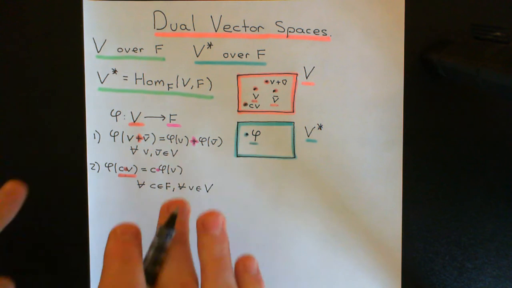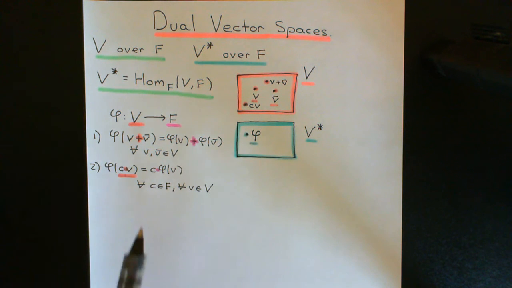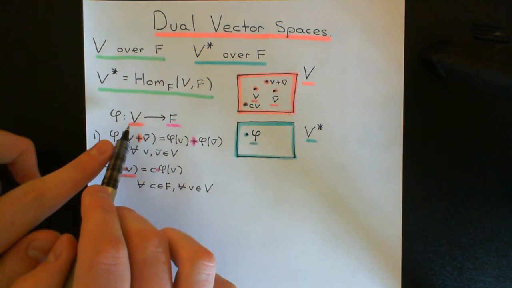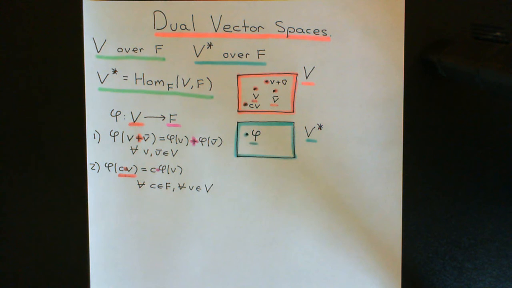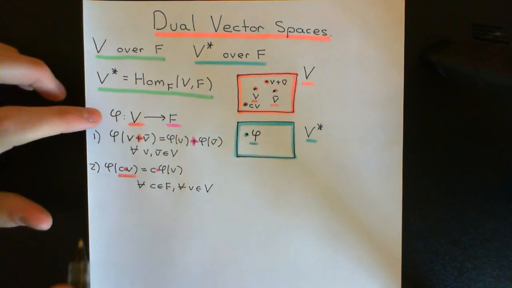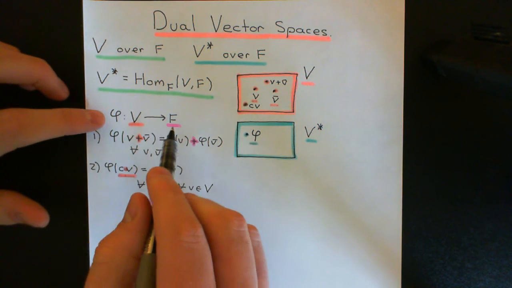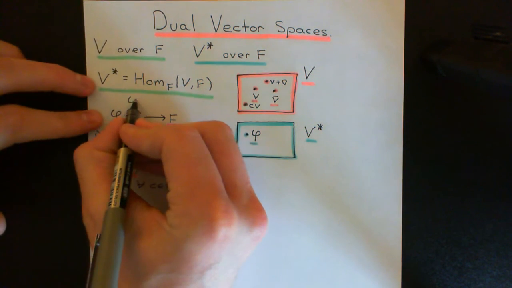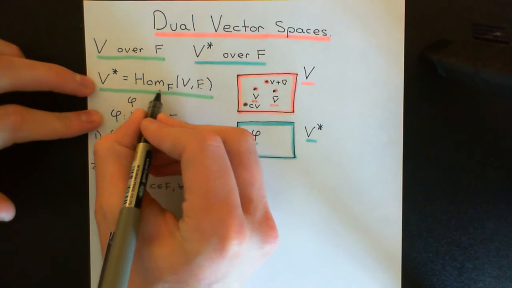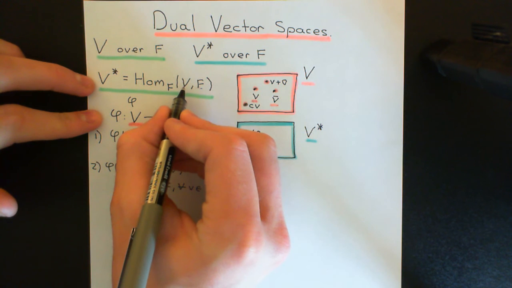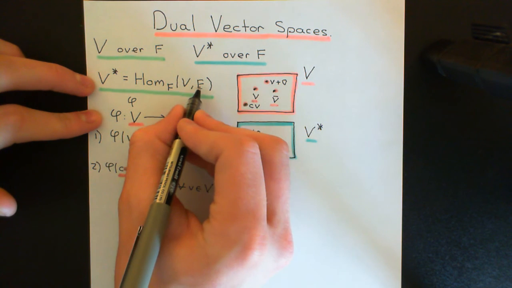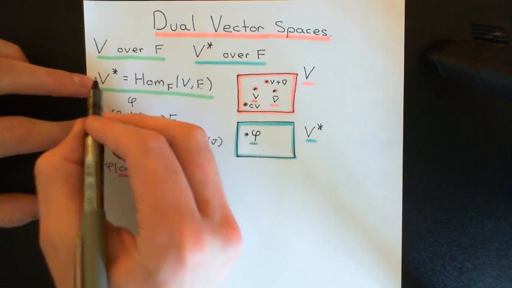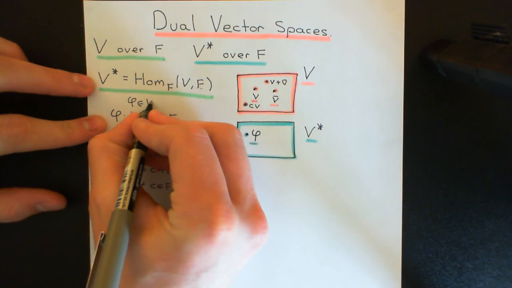Okay, so those are the two criteria that a mapping from the vector space capital V to the field which that vector space is over must obey in order to be a linear mapping. Now if phi is a mapping from the vector space V to the field which obeys these two criteria, then phi is going to be an element of this set of homomorphisms from the vector space over the field F to the field F, i.e. it's going to be an element of the dual space.